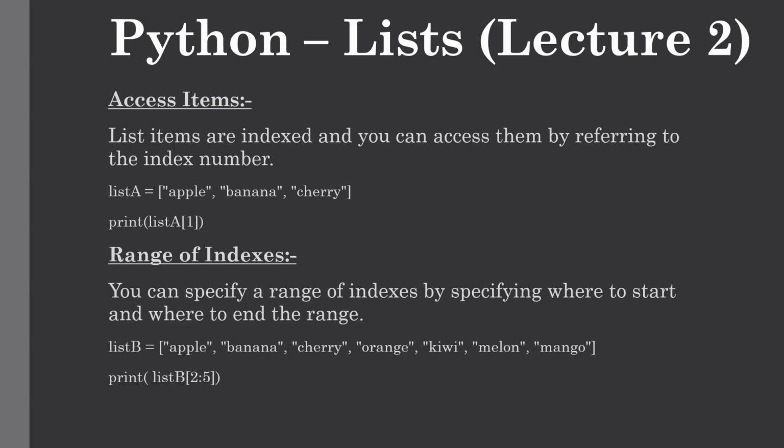So our first topic is how to access items in the list. List items are indexed and you can access them by referring to the index number. Here you can see in this example, in list A, the indexes of these components are 0, 1 and 2 for apple and the others. If you want to print the banana, then we have to use the index 1. Let me show you with an example.